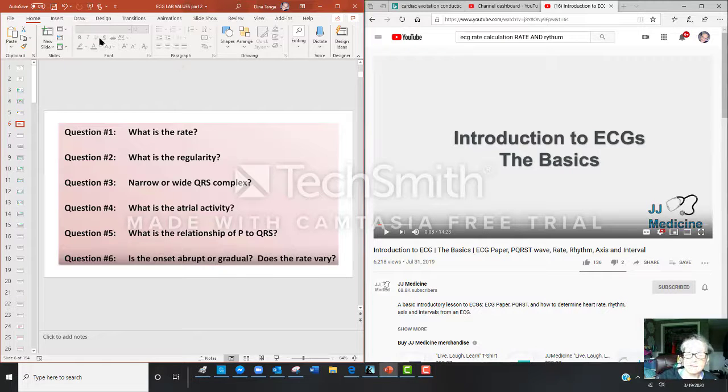So let's go back to the basics of rate and rhythm. What is the rate? And is that rhythm regular, irregular, and so forth? So we're going to start here and talk about what each of those waves actually means, and we're also going to look at a method of reading ECGs.